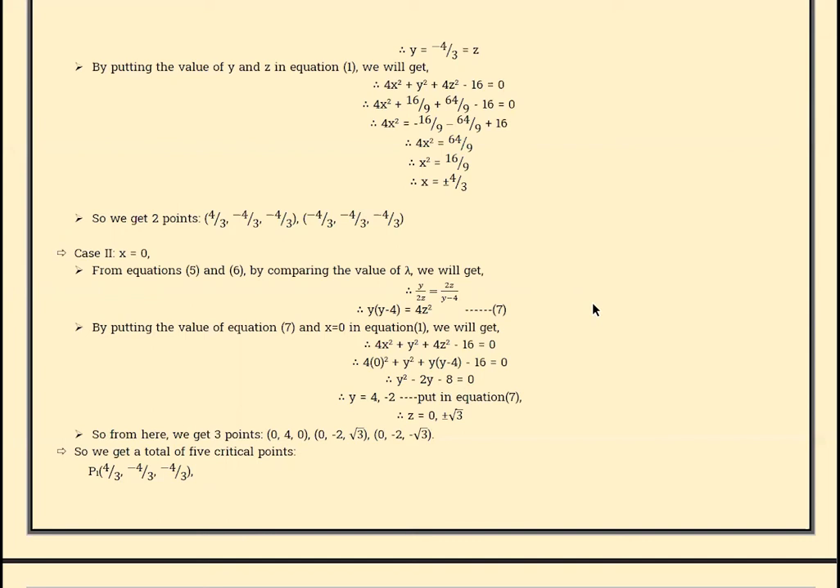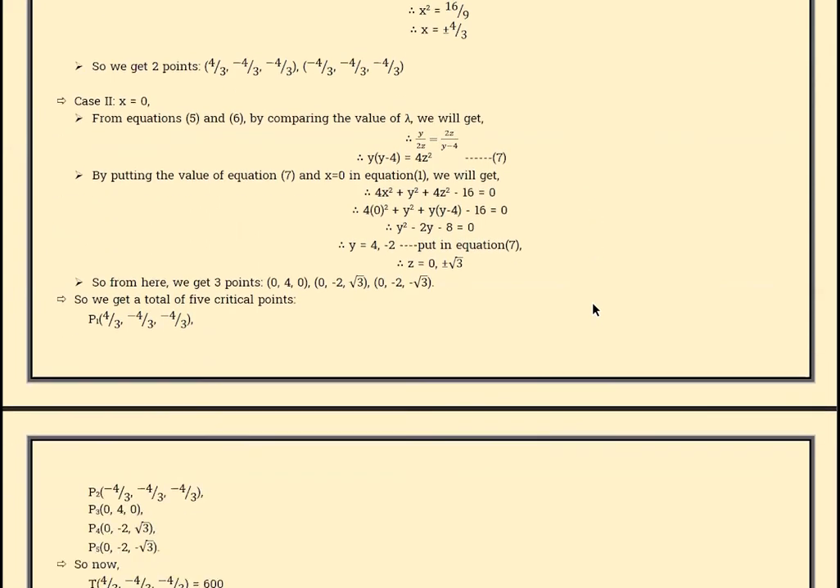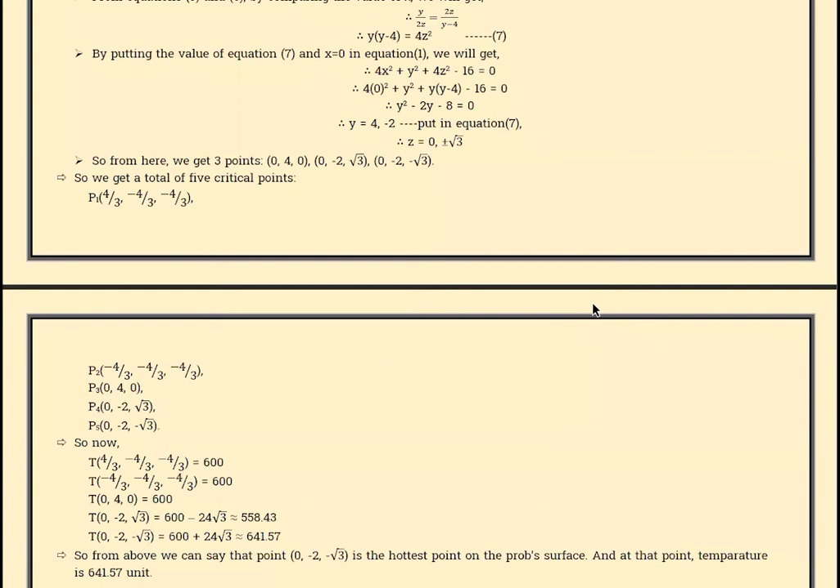First is (0, 4, 0). Second is (0, -2, root 3). And third is (0, -2, -root 3). So now we have 5 critical points.